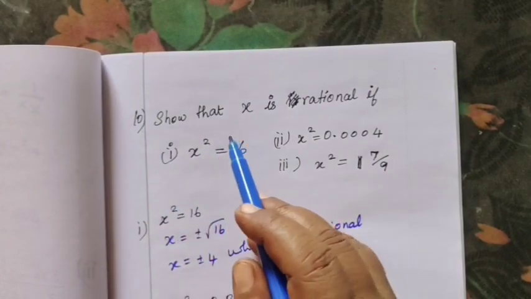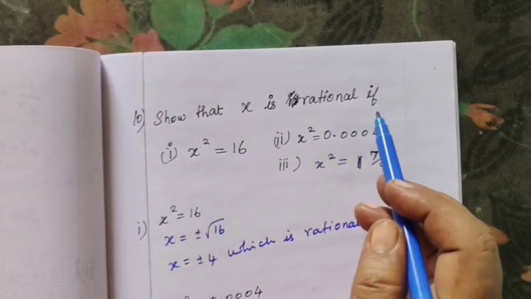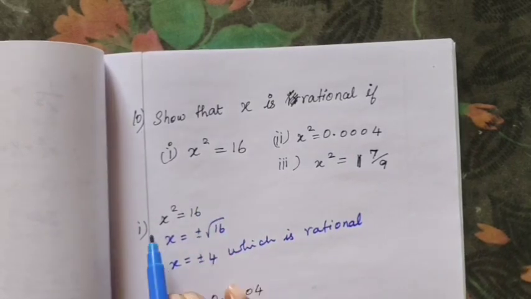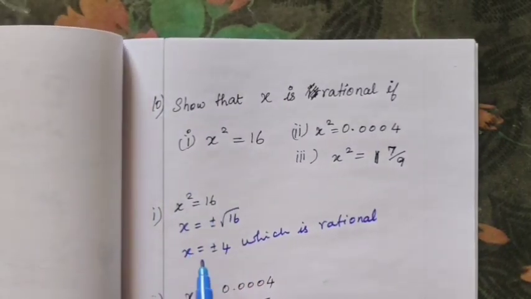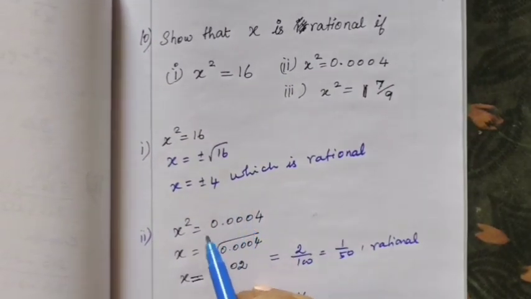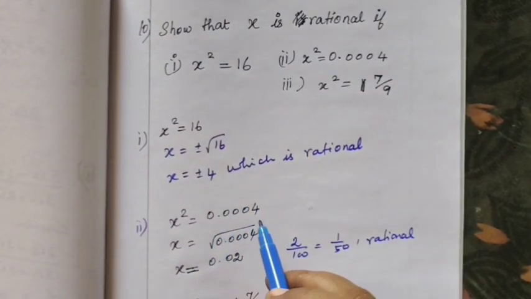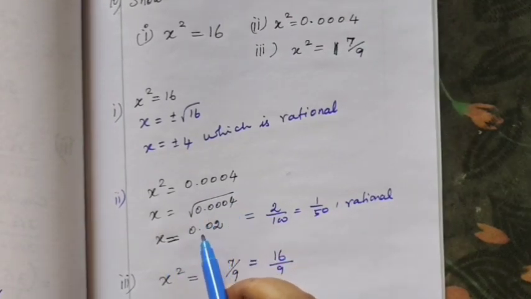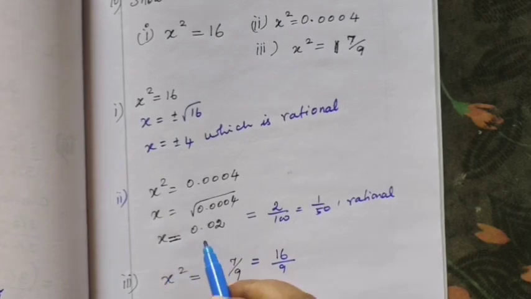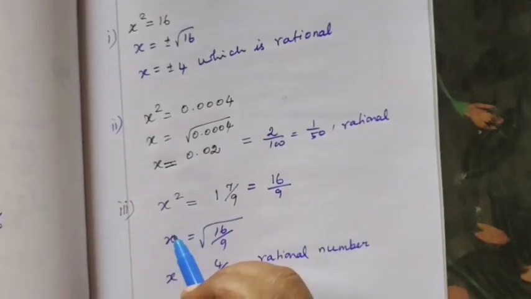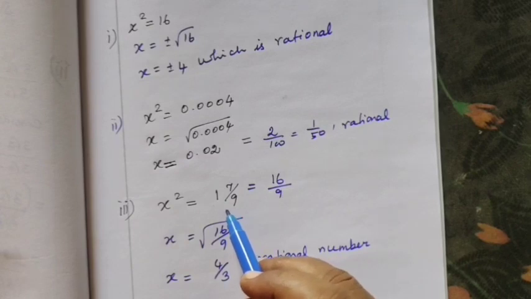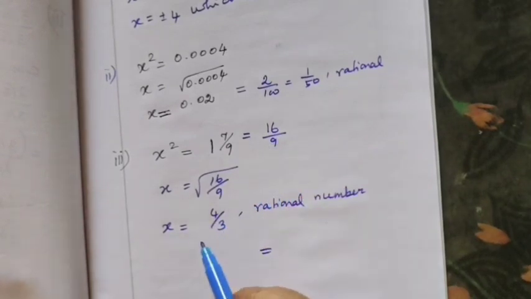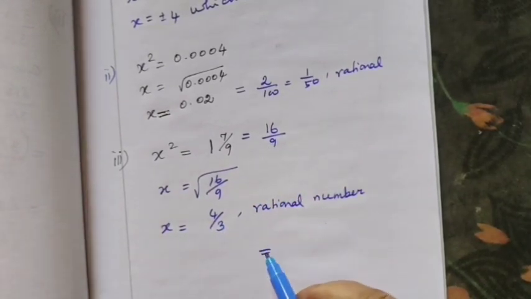Now the last one, show that x is rational if the following, taking the square root. So x squared equal to 16, definitely x equal to 4. This is a rational number. So in a point 4 digit, so when you take the square root, 2 digit 0.02. That is the rational number. X squared equal to, this you make into improper fraction. Now take the square root, 4 by 3 is a rational number.